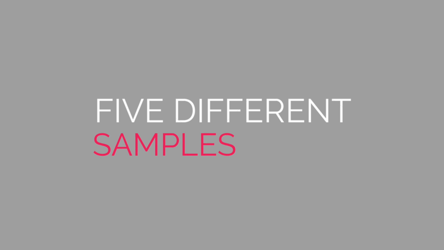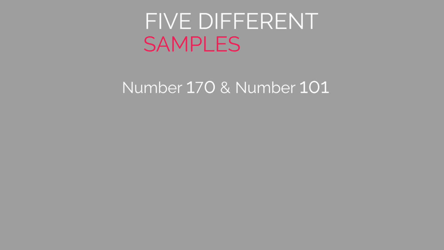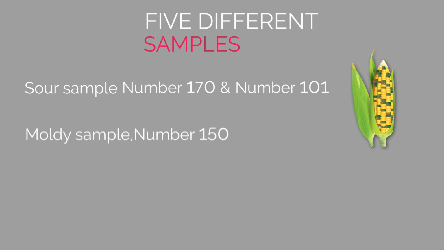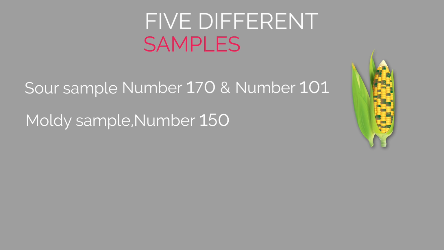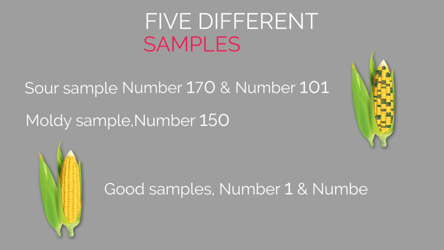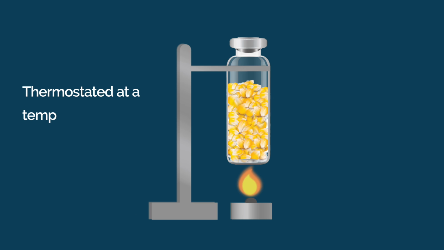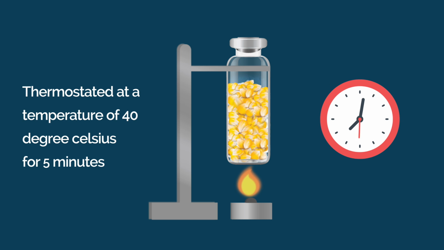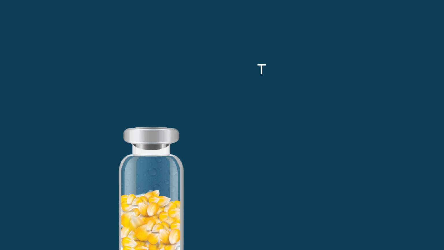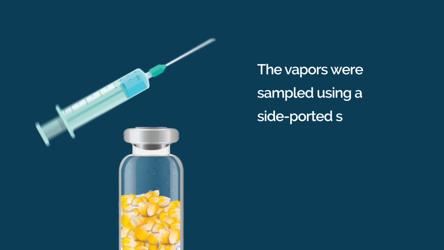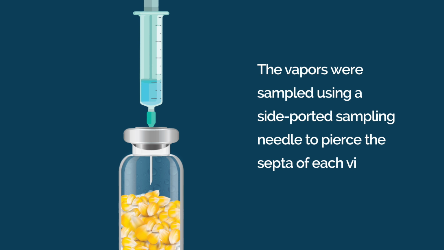5 different samples, number 170 and number 101 of sour corn kernels, moldy corn sample number 150, and samples number 1 and number 2 of good corn were used to complete the testing process. Approximately 5 grams of corn were placed into a 40 milliliters vial sealed with a septa lid. Then, the vials were thermostated at a temperature of 40 degrees Celsius for 5 minutes, before measuring the chemicals within the headspace. The vapors were sampled using a side-ported sampling needle to pierce the septa of each vial.